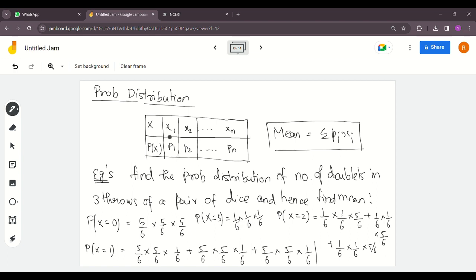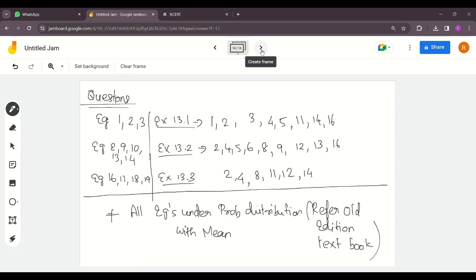After this you need to substitute it here. X is equal to 0, 1, 2, 3, and then you need to write all the probability values here. And if they are asking you to find the mean, you need to multiply this into this, this into this, plus this into this, plus this into this, and so on till the total number of values. This is how you need to find the mean.